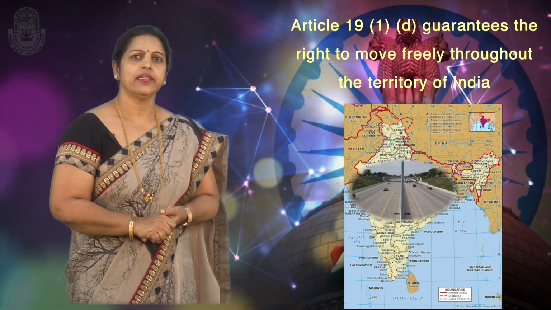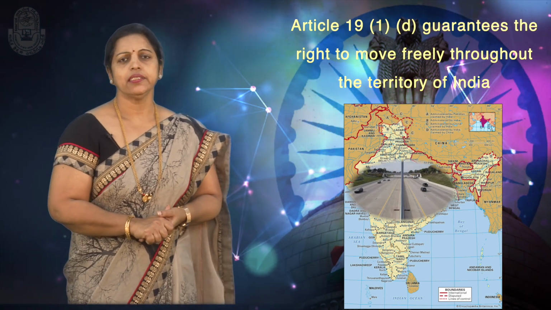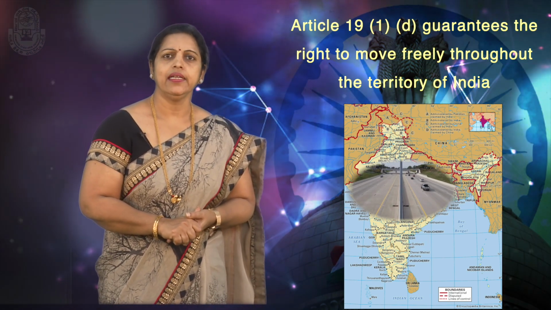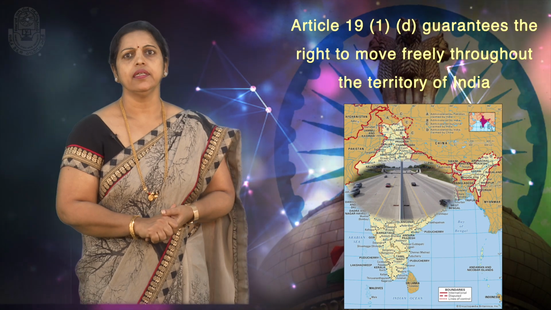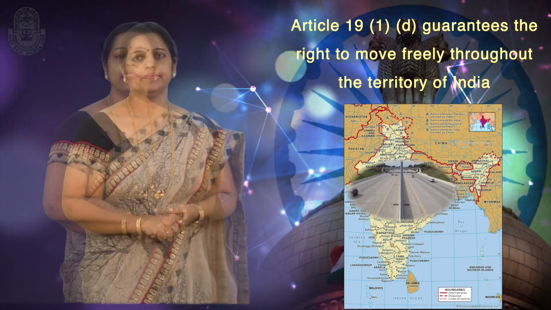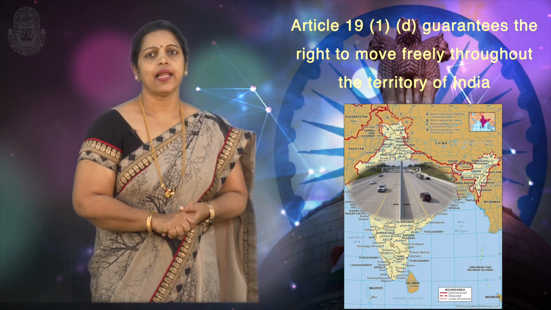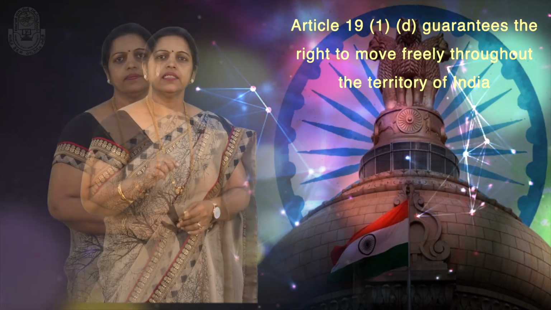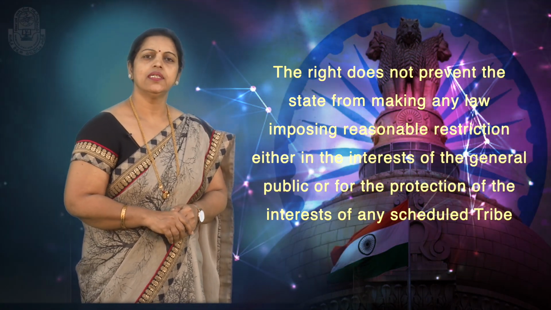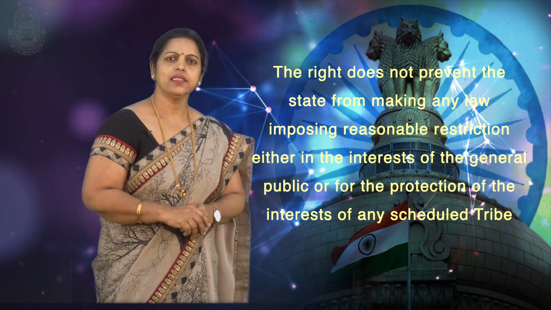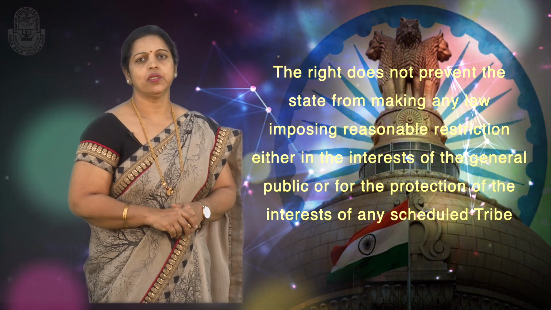It guarantees the right to move freely throughout the territory of India. No legislature can pass laws arbitrarily restricting the movement of citizens from one state to another and from one place to another. This right is subject to restrictions as laid down in Clause 5 of Article 19. This right does not prevent the state from making any law imposing reasonable restrictions either in the interest of the general public or for the protection of the interest of any scheduled tribes.